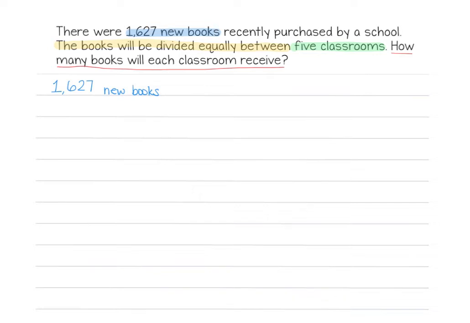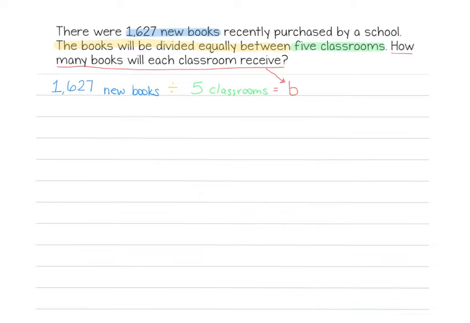1,627 new books divided equally between 5 classrooms. We know that we have to figure out how many books each classroom will receive. So we're going to choose a variable because we don't know the answer. I'm going to choose B for books. And B represents how many books each classroom will receive.